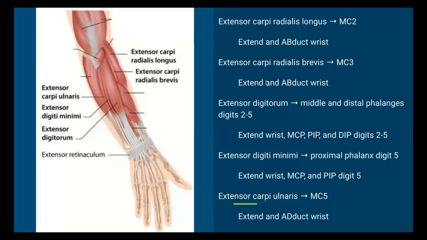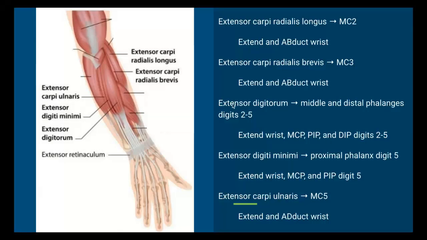And that's going to have actually the same action, to extend and abduct the wrist. So that's kind of nice that you have a longus and a brevis, and basically the only thing that's different between the two is their points of insertion at metacarpal 2 and metacarpal 3.